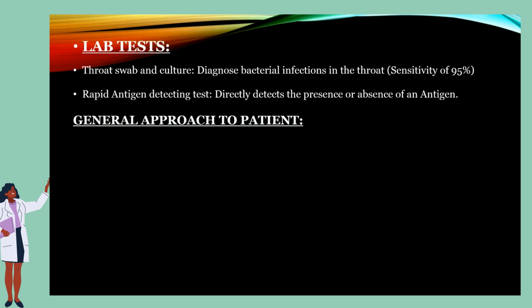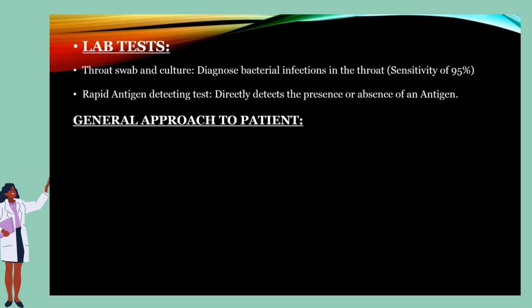The next one is the rapid antigen detection test. This is not so commonly used nowadays because RT-PCR, reverse transcriptase polymerase chain reaction, has come, and that is the most widely used and most common test nowadays. But the rapid antigen detection test also helps us directly detect the presence or absence of any kind of antigen present in the body.